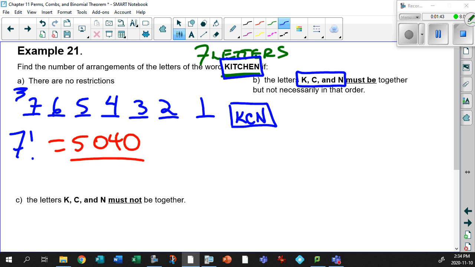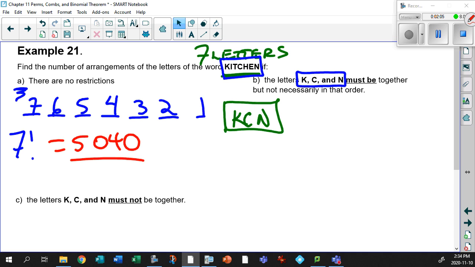If you think about it, 3 choices for the first, 2 choices for the next, 1 choice for that. So in fact, wherever I see KCN now, I have 3 factorial. Well, you can't see that very well, so I'm going to just clean that up. There's KCN again. I'm going to have 3 factorial choices for KCN. That's really, really critical. 3 factorial choices.